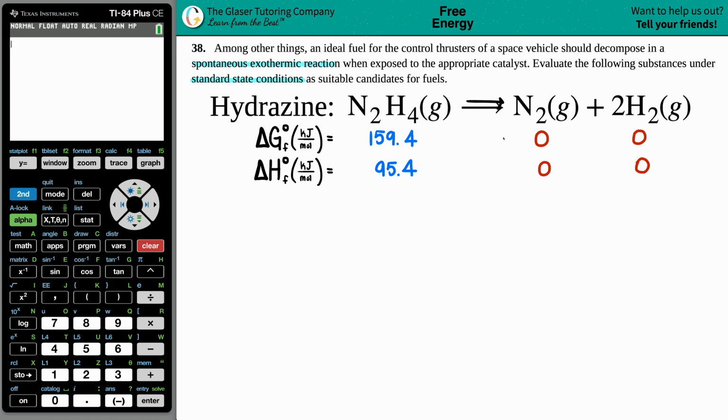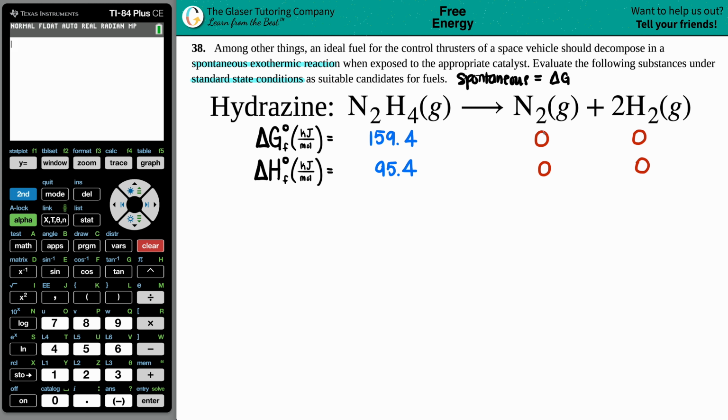Well, they did tell us one thing. They told us that when this decomposes, it has to be a spontaneous, exothermic reaction. Now, if something is going to be spontaneous and exothermic, we're talking about two different variables. If we're worrying about something being spontaneous, there's only one variable that will definitely tell us that, and spontaneity comes from Gibbs free energy, which is delta G.